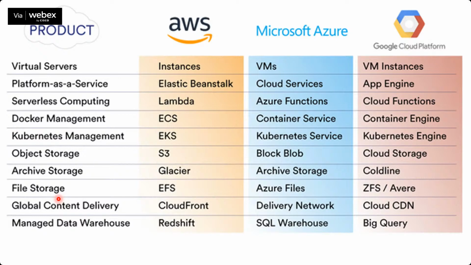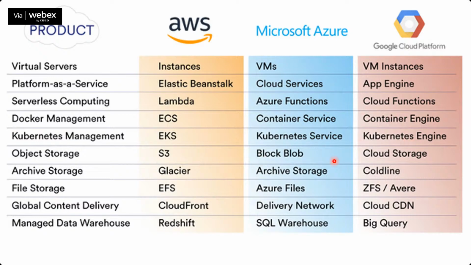In the case of Google Cloud Platform, your virtual servers are nothing but VM instances or the Google Compute Engine that we took a look at. If you're looking at platform as a service, you have the Google App Engine. If you're looking at serverless computing, you have Cloud Functions. For Dockers, you have Google Container Engine, Google Kubernetes Engine, etc.